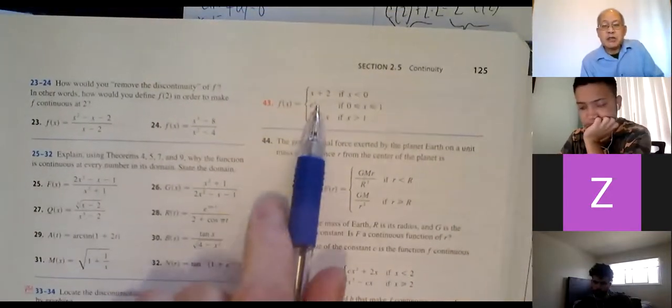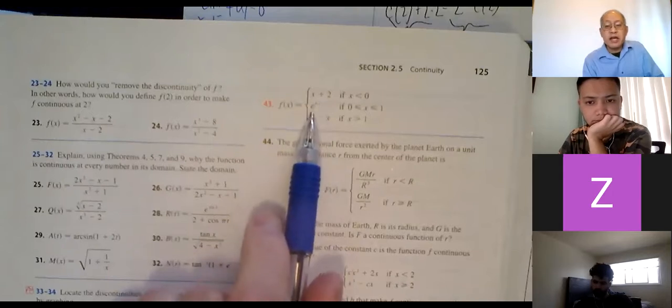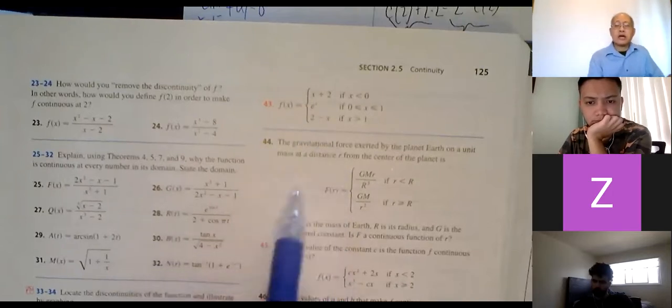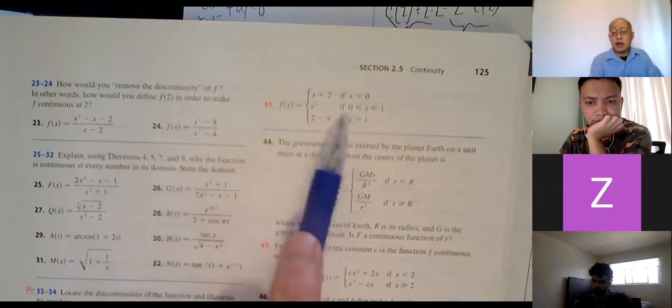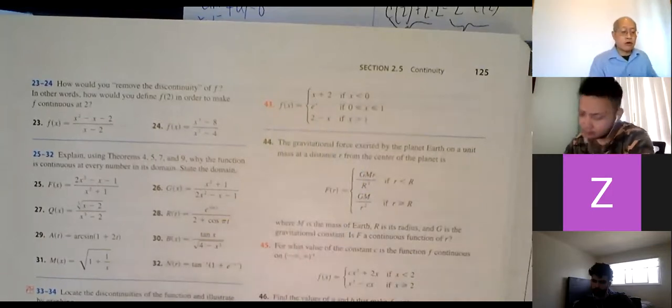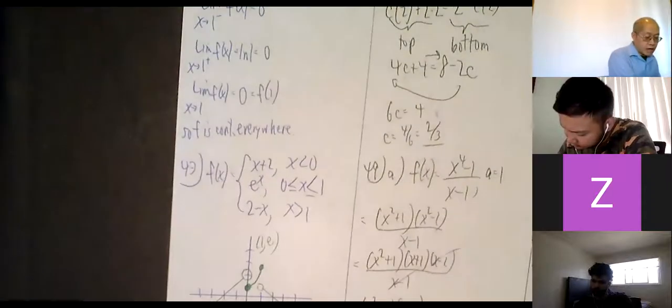Okay, let's see, x plus 2, continuous everywhere. e to the x, continuous everywhere. 2 minus x, continuous everywhere. So the only possible points of discontinuity are where there's a change. That would be at 0 or at 1. So that's going to require the graph.